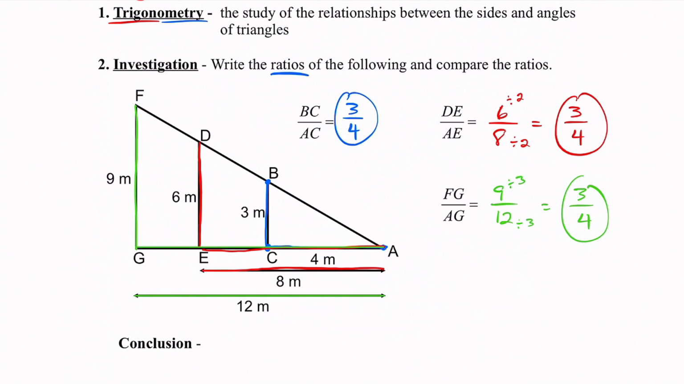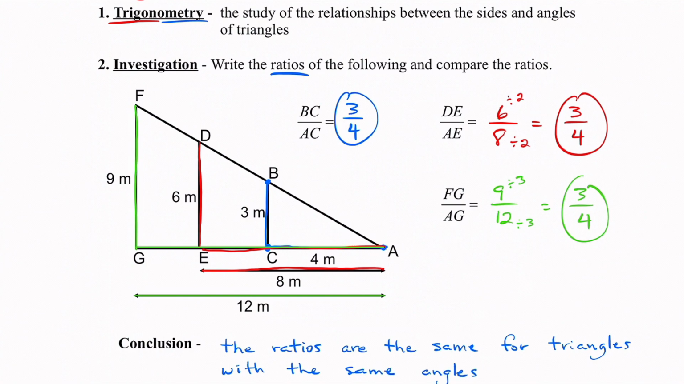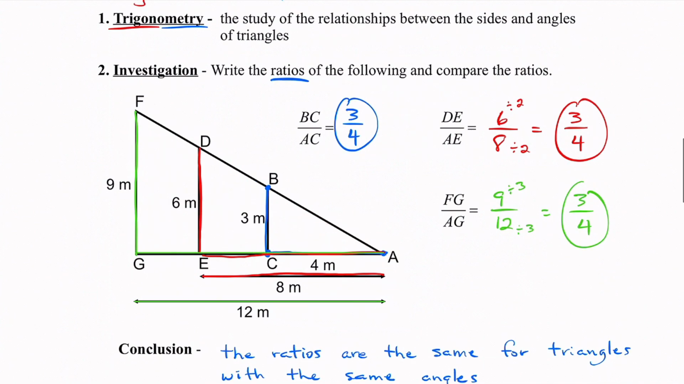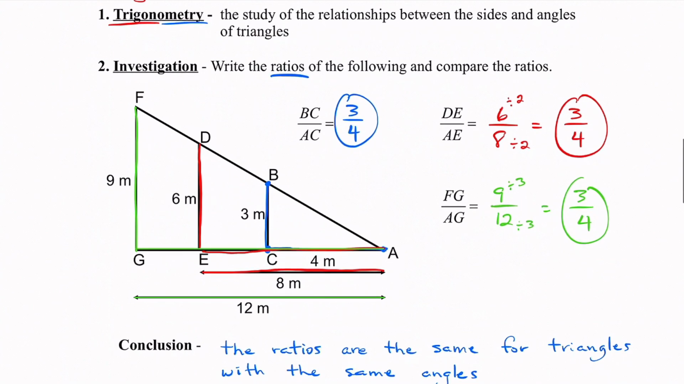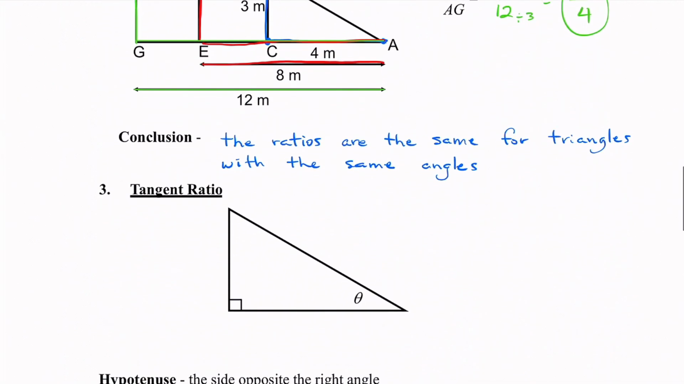So our conclusion, let's write it out. The ratios are the same for triangles with the same angles. In all of these triangles, this little triangle, this big triangle, and the biggest triangle, we got the exact same ratio in all of them. It didn't matter the size. So the tangent ratio is what we're actually going to get from this now.